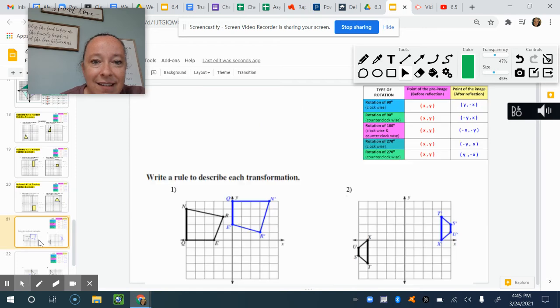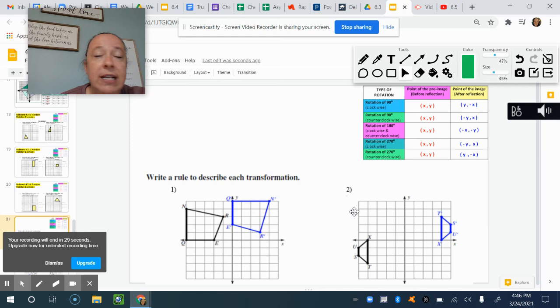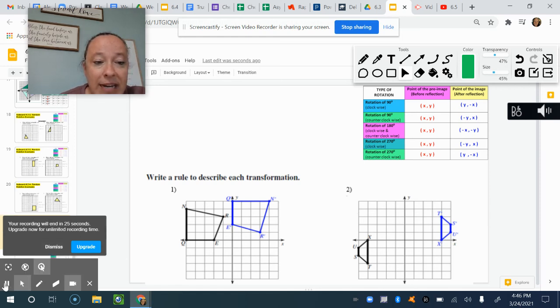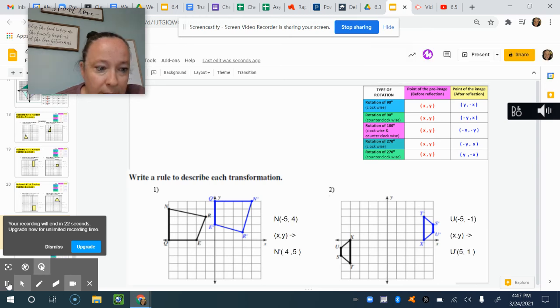Pause me. All right, now given these graphs, what rule has happened? What kind of rotation have we done? We have not translated, and we have not reflected. So I want you to think about that, pause me and think about that, and then check.